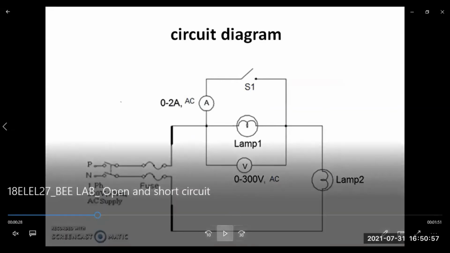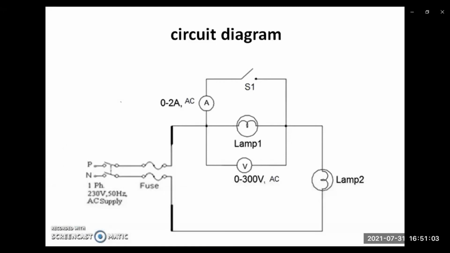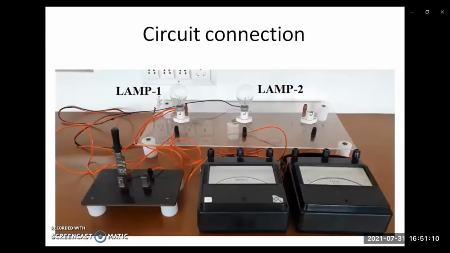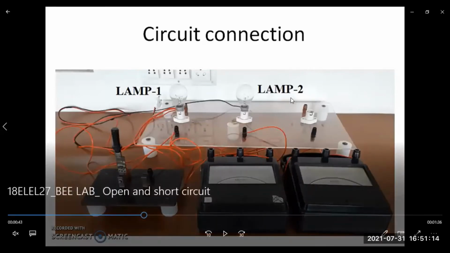Now I'll be showing you how to do the connection in real time, practically. Theoretically, I have explained. Now let us see how to perform the wiring. Now I am going to show you the demonstration. Look at this. These are the equipments, lamp 1 and lamp 2, which are available. We have the SPST switch, then the ammeter and voltmeter. So 2 lamps we are going to use.